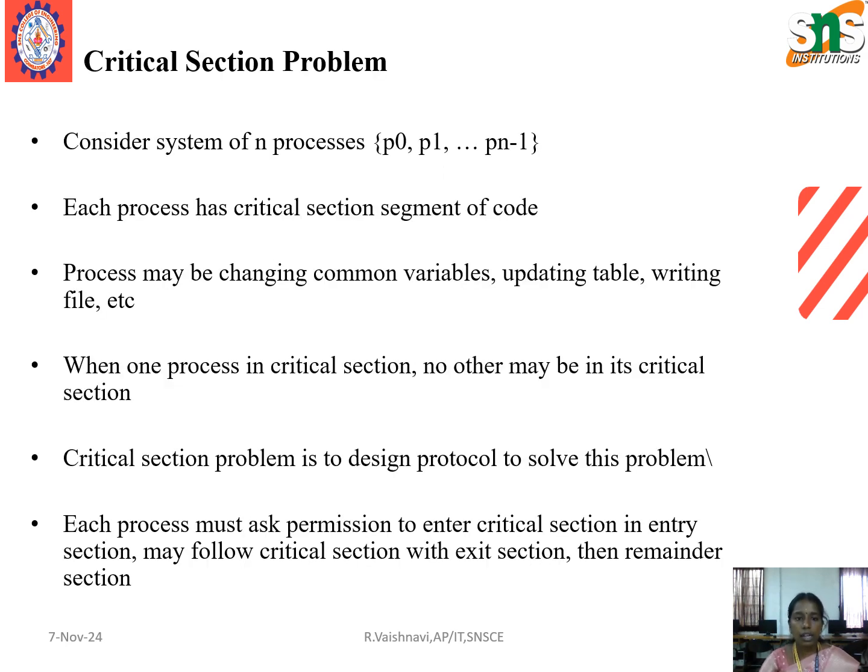Next one is the critical section problem. Consider a system of n processes, that is P0, P1, up to Pn minus 1. Each process has a critical section segment of code. A process may be changing common variables, updating a table, writing a file, etc. When one process is in its critical section, no other may be in its critical section. So the critical section problem is to design a protocol to solve this. Each process must ask permission to enter the critical section in the entry section, may follow the critical section with an exit section, and then the remainder section.